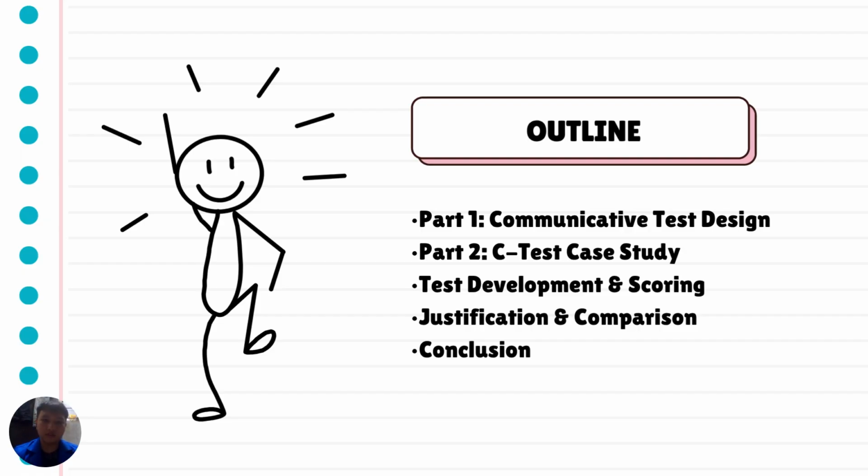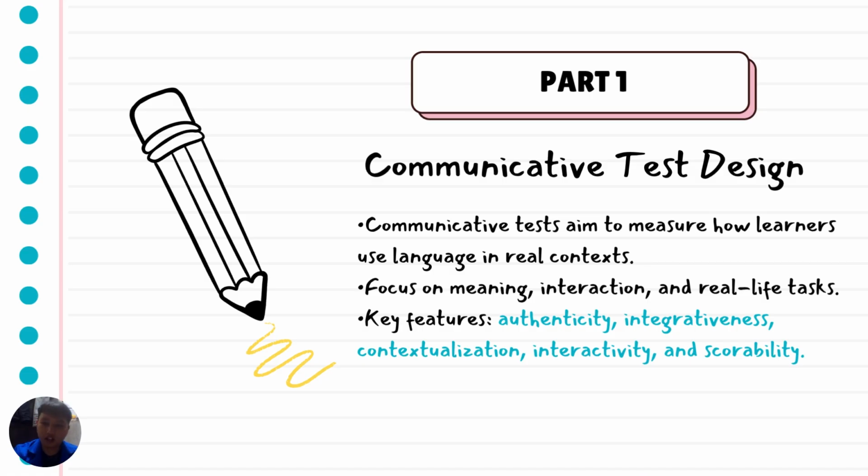First, we're gonna talk about the outline. For part one, we're gonna talk about communicative test design, and for part two, we're gonna talk about a C-test case study, including task development and scoring, justification and comparison, and then conclusion. Now we move to part one.